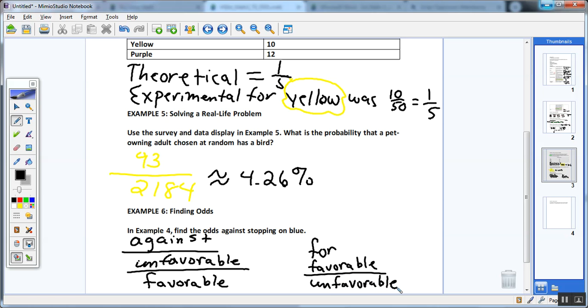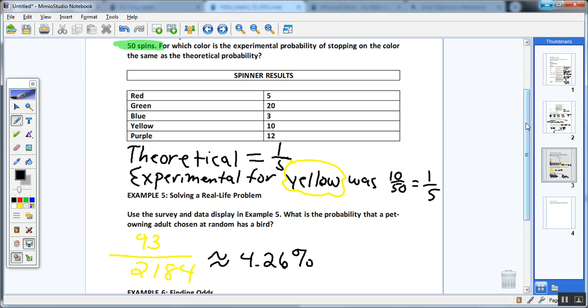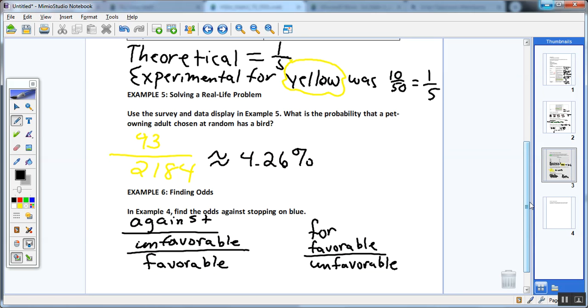What are we after in this case right here, kids? Odds against stopping on what color? Okay, this is based on this chart up top here. How many spins did we take totally up here? 50. Of the 50 spins, how many were blue? 3. Blue was the event we're talking about. That's the favorable that we want to talk about. If 3 of them were favorable, of the 50 spins, how many were unfavorable then? So the odds against blue would be 47 to 3.